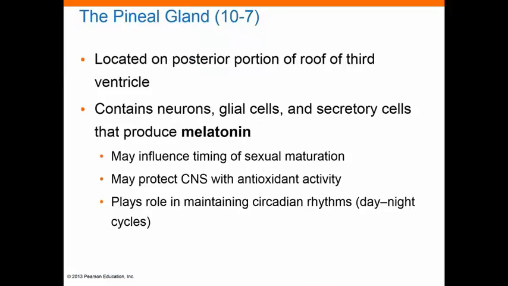Several functions have been suggested for melatonin in humans. In some mammals, melatonin slows the maturation of sperm, ova, and reproductive organs. The role in human sexual maturation is unclear. It may protect the central nervous system with antioxidant activity by breaking down free radicals or highly reactive atoms like nitric oxide or hydrogen peroxide. The pineal gland may be involved in maintaining basic circadian rhythms.